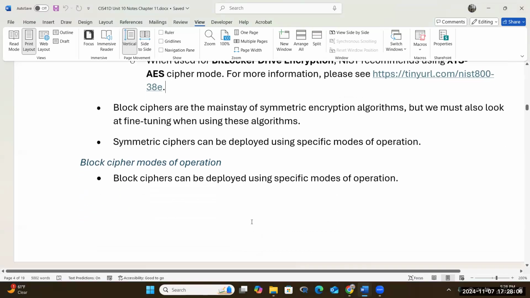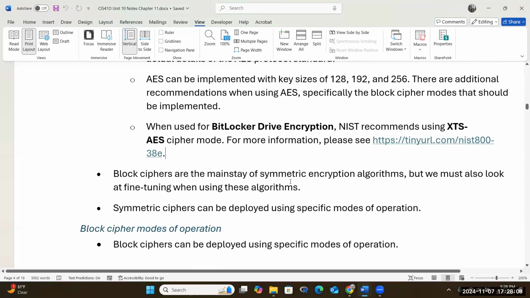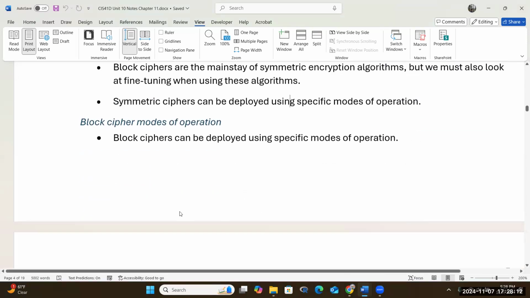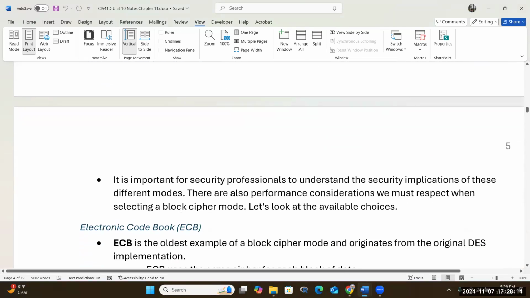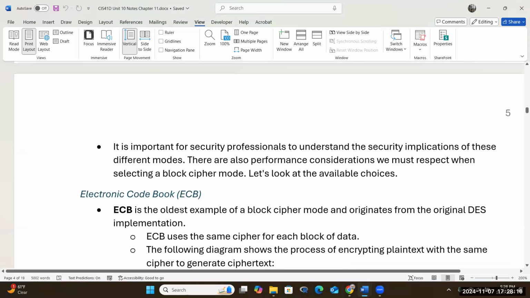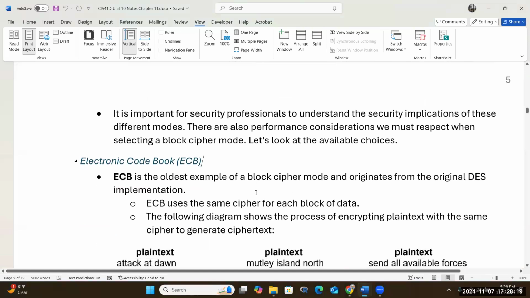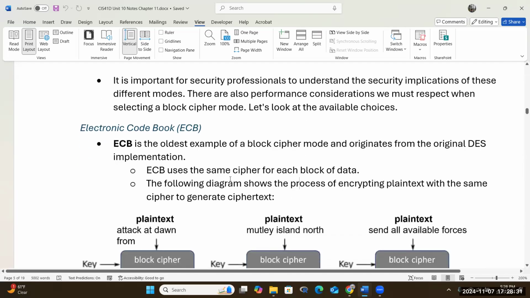For block cipher, we know that it is symmetric. For the operation, what we see is it breaks it down into some modes, like the electronic code book, your ECB. This is an example of a block cipher mode. ECB uses the same cipher for each block of data, which is why it's flawed.